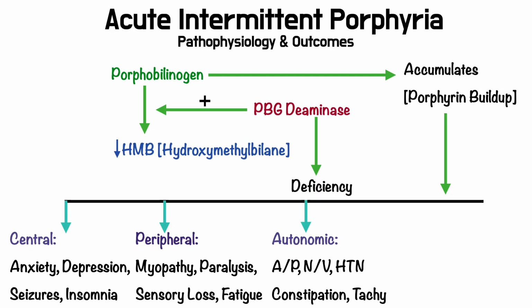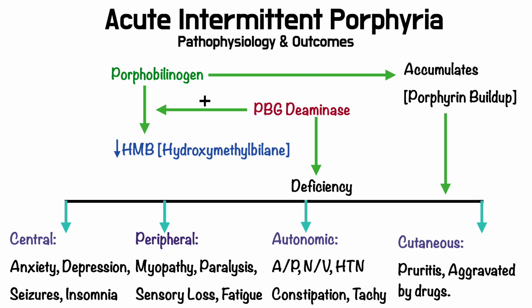You have to remember this. Nausea, vomiting, then hypertension, constipation, and tachycardia. These all are manifestations of acute intermittent porphyria. And also cutaneous, there will be pruritus, and these symptoms, this pathway, are aggravated by drugs. So that is how the pathophysiology or manifestations of acute intermittent porphyria are.